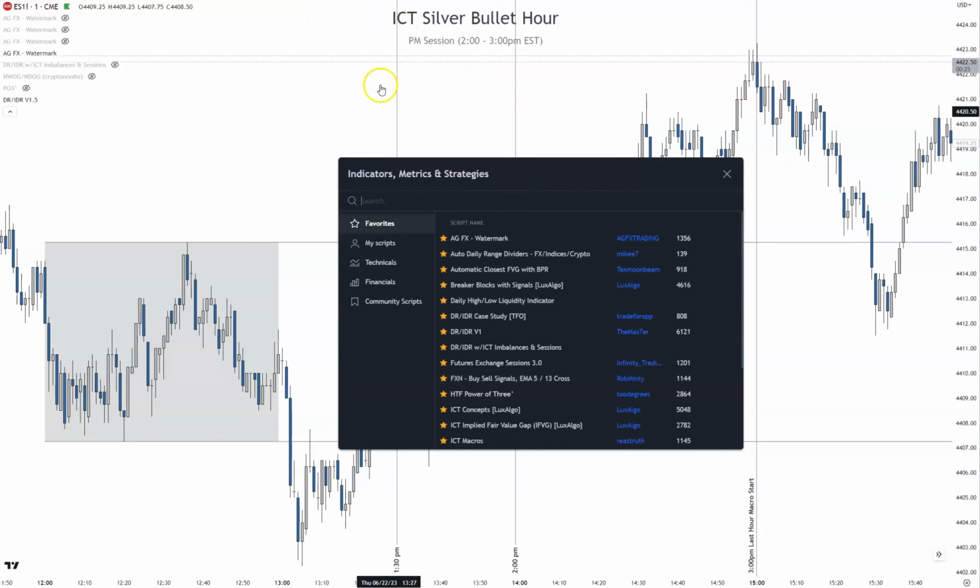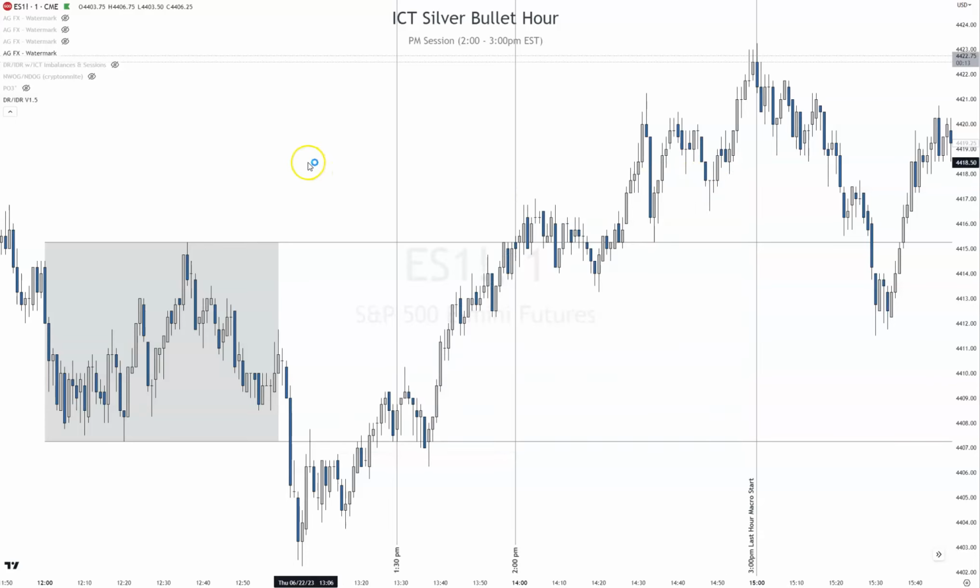So if you go up to indicators, this indicator right here that says DR/IDR-V1 by the master, that's the free indicator that you want to use. It's actually meant for DR, IDR. I do have a couple videos on my channel about that. I'm going to do some more and explain it, but we're going to use it for a different purpose today. So when you come here, that's what's going to show. It's going to say DR, IDR, V1.5.